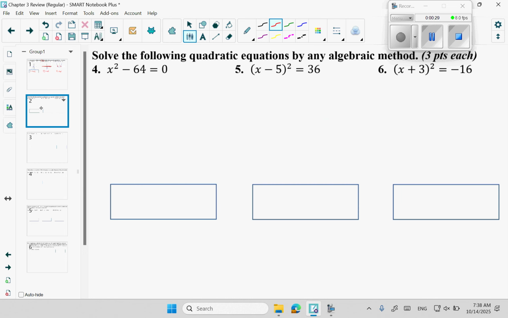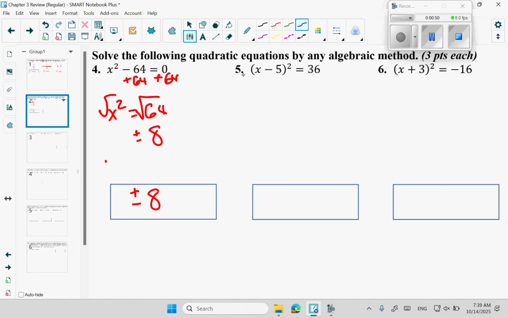Solve the following quadratic equations by any method. This first one, I would solve by square roots. So I'm going to add 64, add 64. X squared equals 64. Square root, square root. The square root of 64 is plus and minus 8 because we square rooted, so you need that plus and minus.